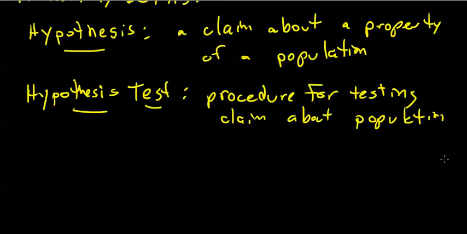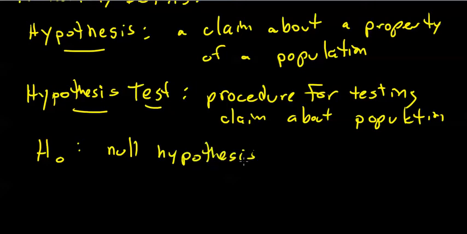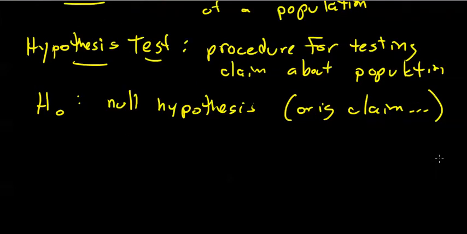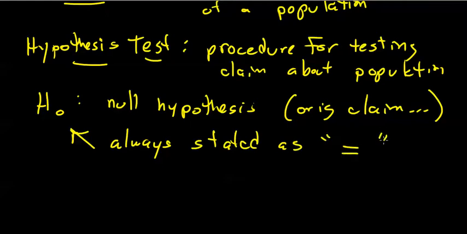Okay, now some notation. H sub 0 is referred to as the null hypothesis. That's analogous to the original or the historically accepted claim about whatever you're interested in testing, the population mean or population proportion, etc. H0, by convention, is always stated as an equality.